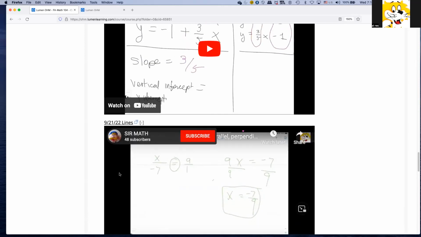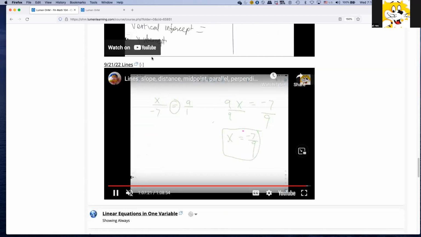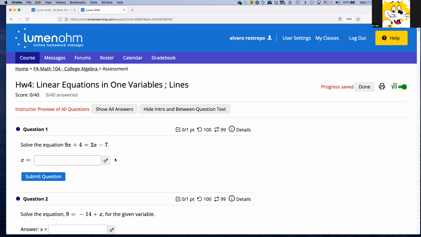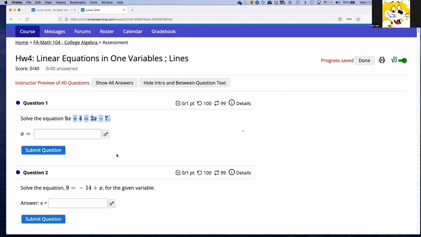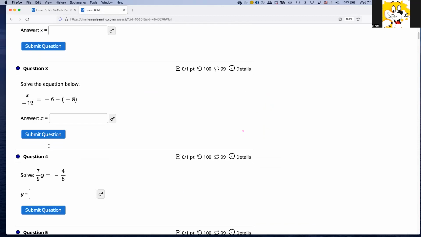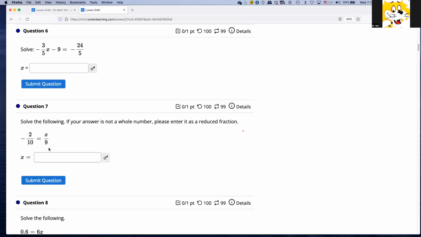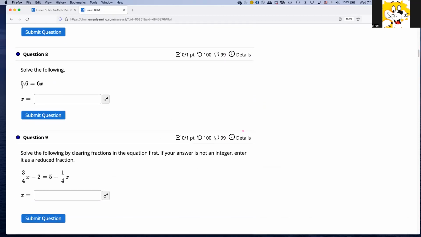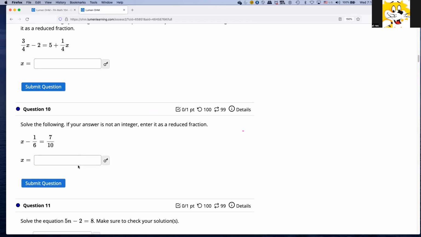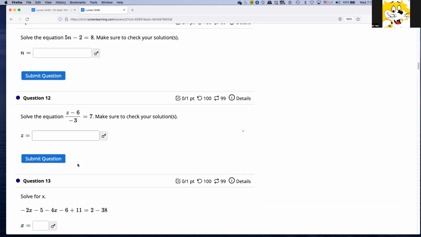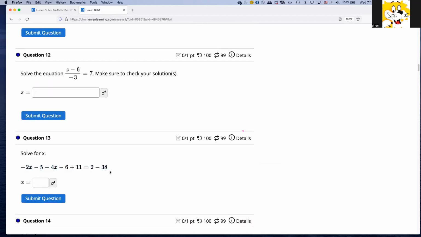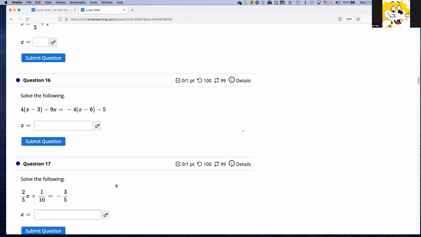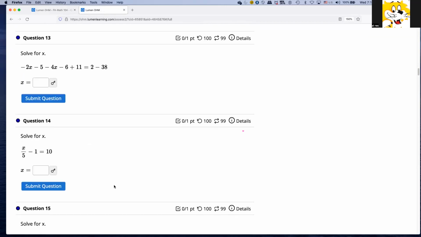So that's 921. And that had to do with lines. So let's look at the homework. Solve for the equation. We did this problem. Solve for the equation. All these are linear equations. I'm not giving you decimals. Don't be wasting your time on decimals. Anything crazy, like something like this, no, forget about that. You understand? No crazy stuff.